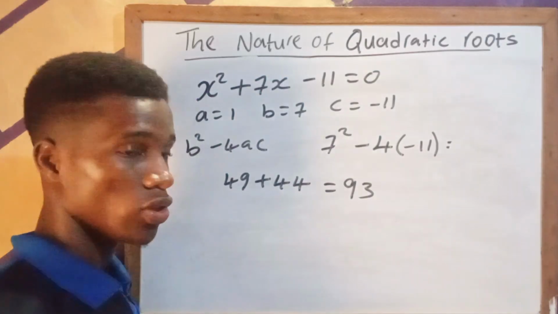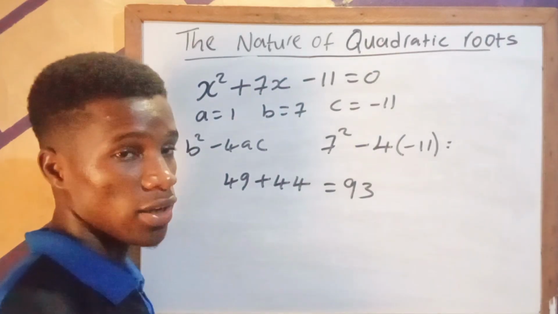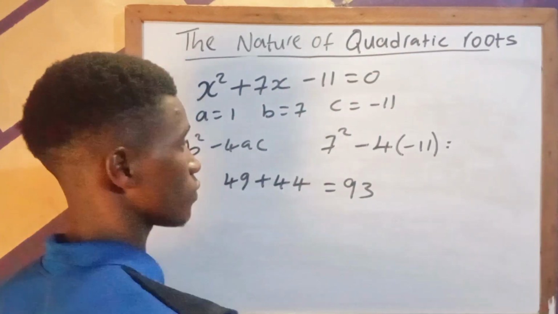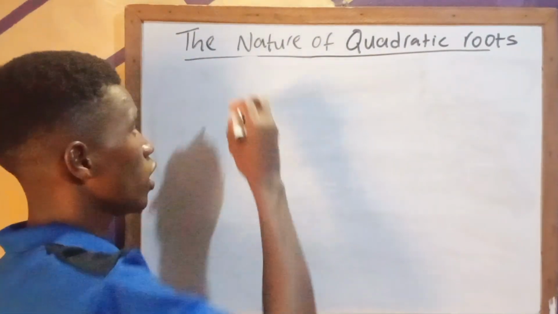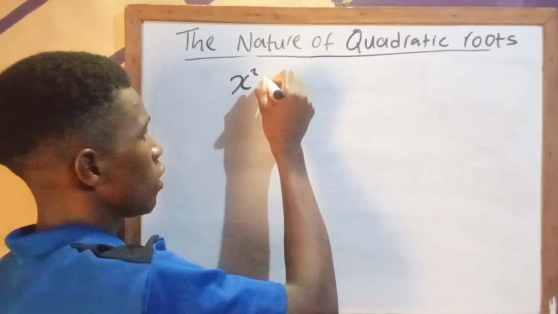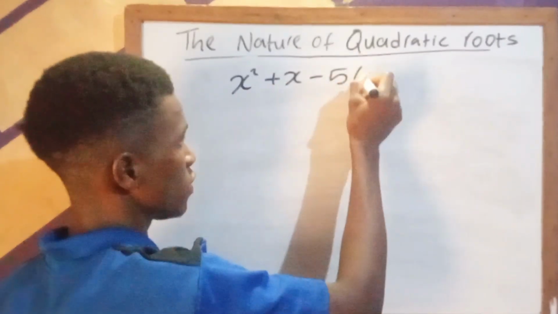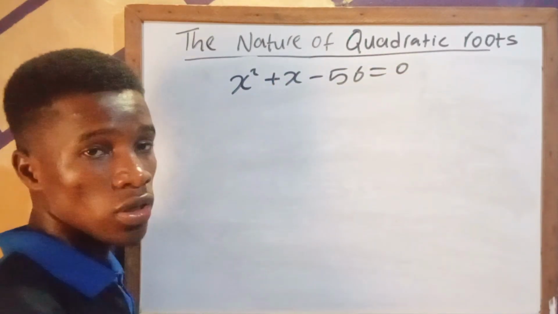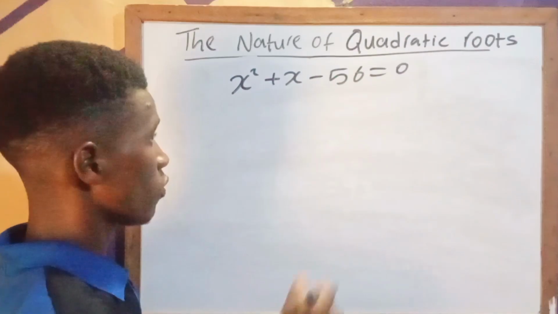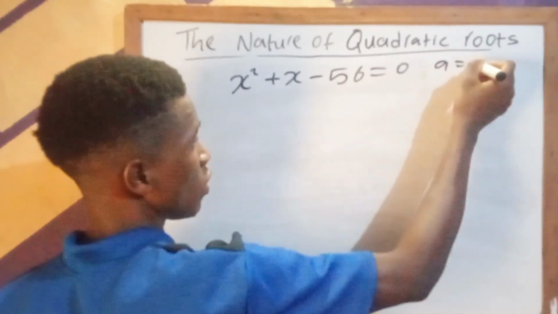So let's move further to verify more about this. Okay, so now let's look at this particular problem: x squared plus x minus 56 equals 0. This is a quadratic equation, and from here we know that a is equal to what?